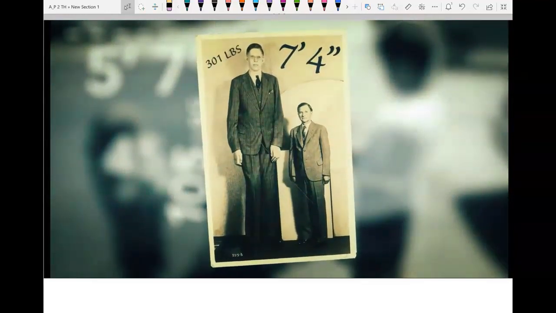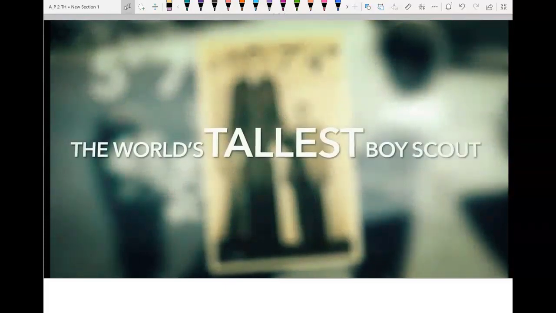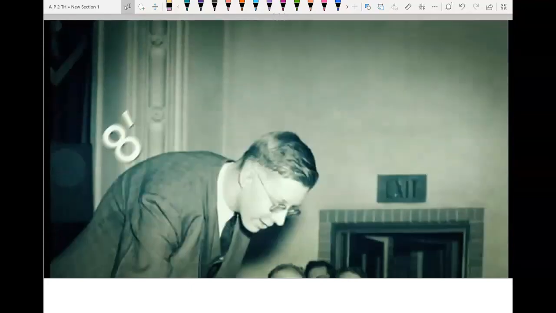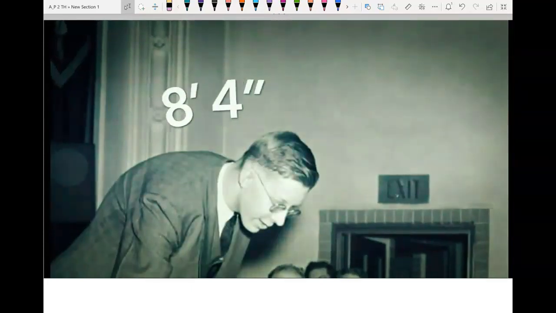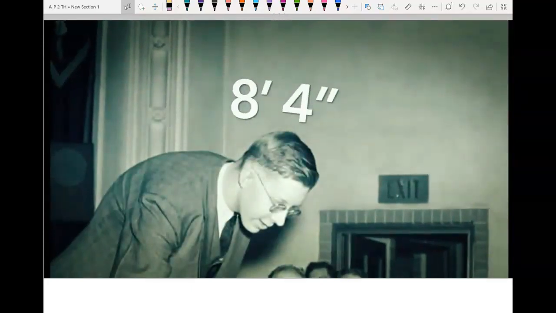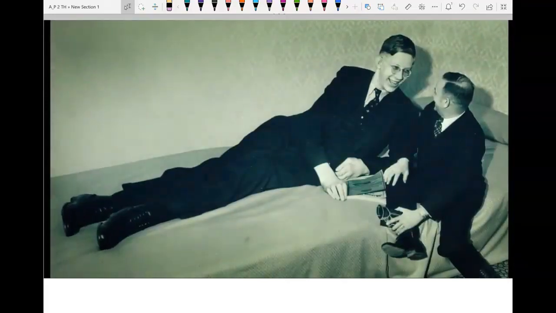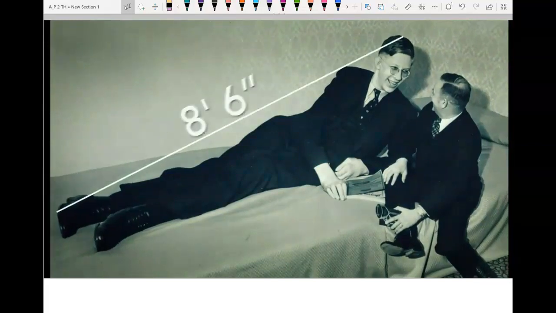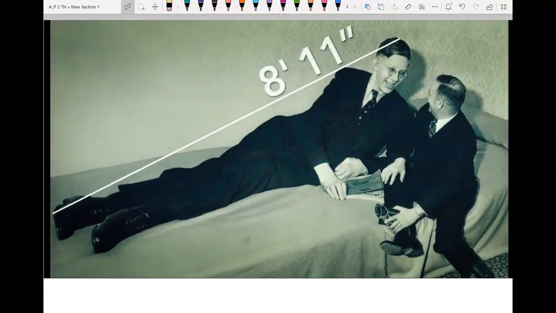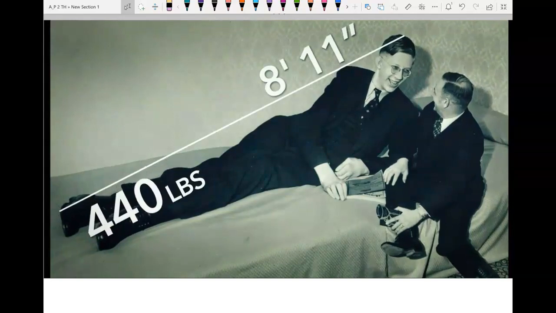At the age of 13, he gained the record for being the world's tallest Boy Scout, one he still holds to this day. By the age of 18, Robert was 8 feet 4 inches, weighing in at almost 400 pounds. At the time of his death and only 22 years of age, Robert was standing at a towering 8 feet 11.1 inches, weighing in at 440 pounds. His title has yet to have been beat in over 70 years.